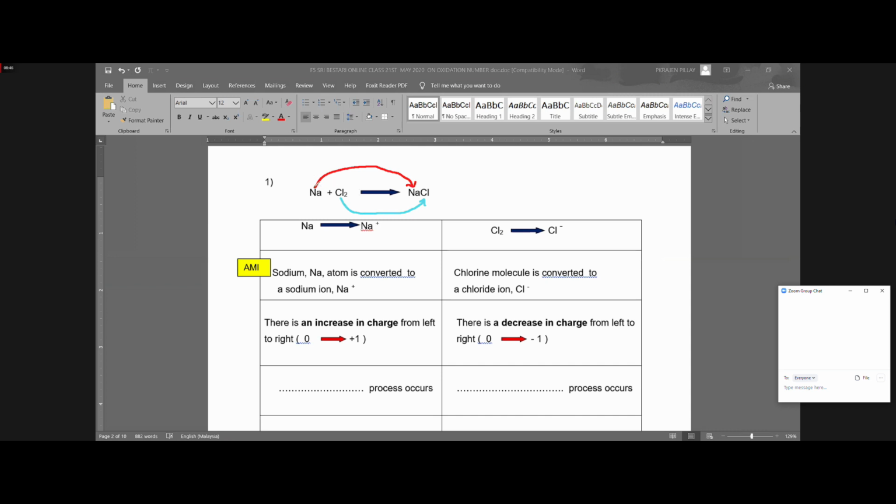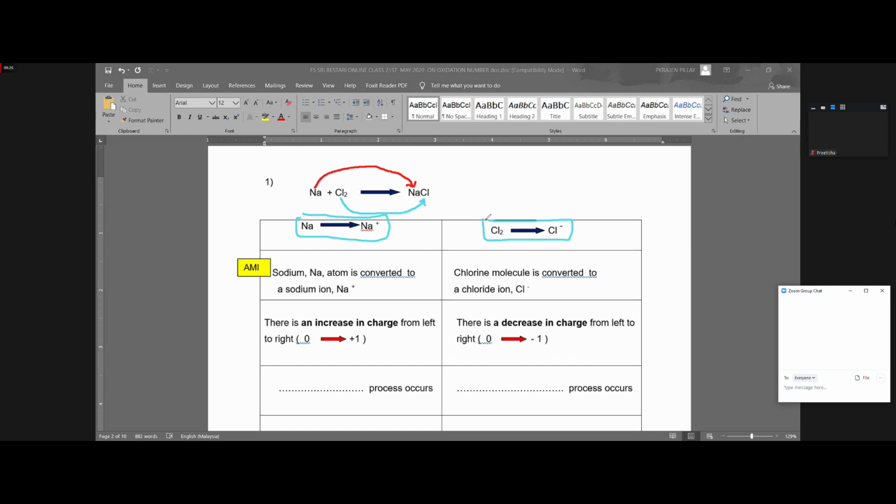So sodium is just a metal element, made of atoms. Chlorine is a gas molecule, but sodium chloride contains ions. That's why I put Na becoming Na+, because there are sodium ions, and Cl2 becoming Cl-, the chloride ion. This is the change we are looking at now.